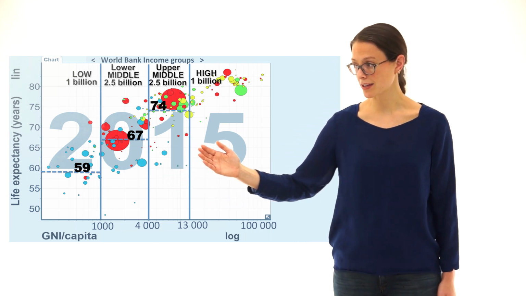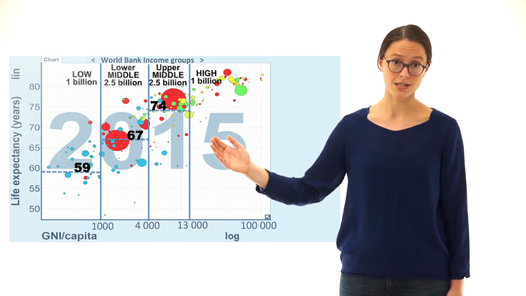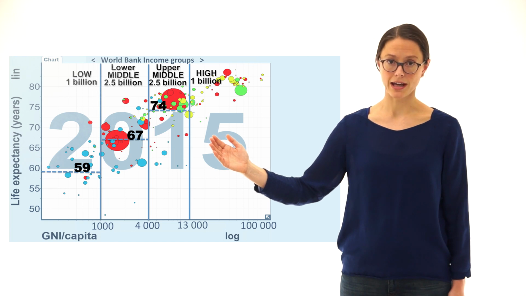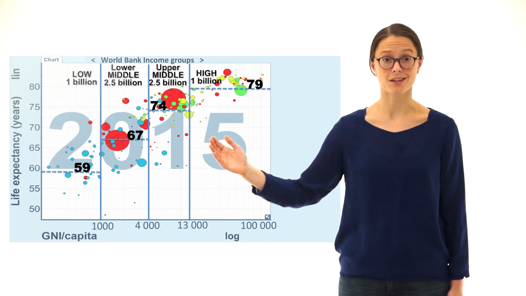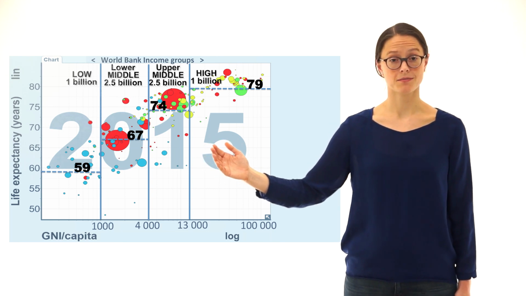Finally, we have the high-income countries. Here you can find countries like Japan, the US, and many European countries. Most people here live long and have a high income. Life expectancy is 79 years. In total, 1 billion people live in high-income countries. But remember, there are still big differences between the countries in each group, and also very big differences in health and wealth within each country.